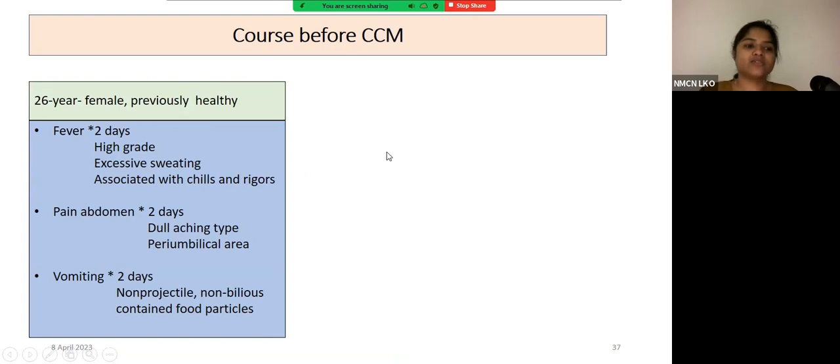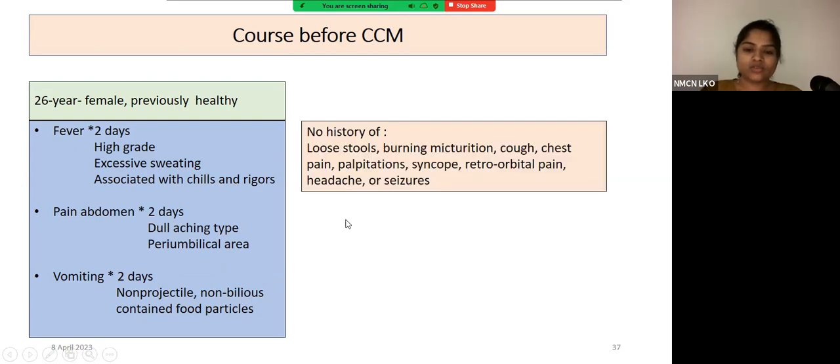Here I present a case of a 26-year-old female who was previously healthy. She came with complaints of fever for 2 days, pain abdomen for 2 days, and vomiting for 2 days. Fever was high grade, associated with excessive sweating, chills and rigors. Pain abdomen was dull aching in type and in the periumbilical area. Vomiting was non-projectile, non-bilious, and contained food particles. There was no significant negative history associated with these symptoms.